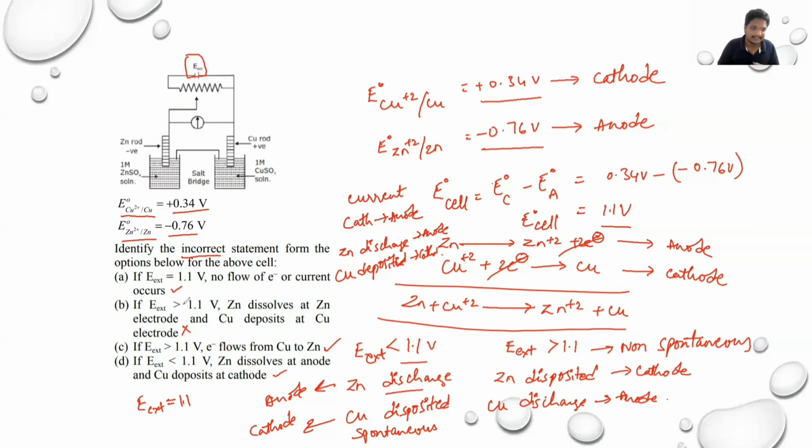So the incorrect statement is B. So the correct option is B. So this option B is the correct option. Is it clear? Is it clear, all of you? Yes.